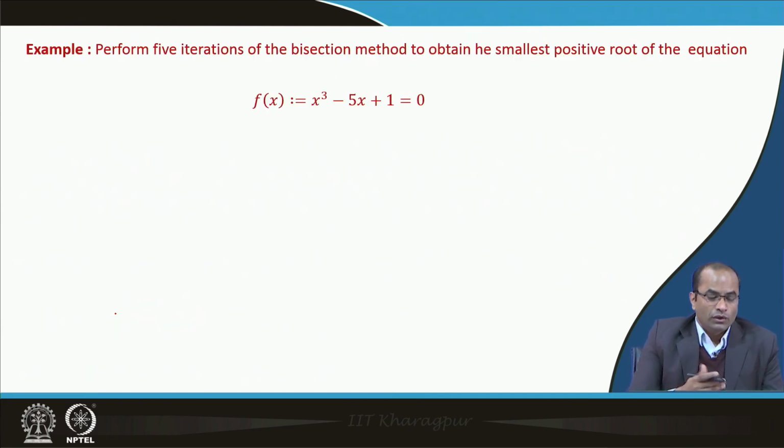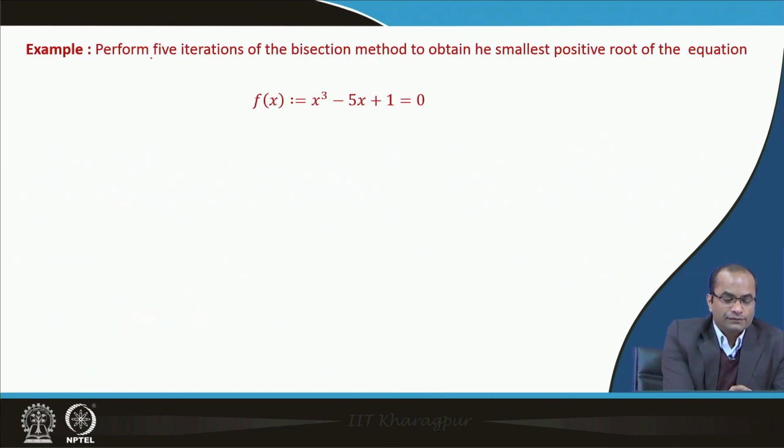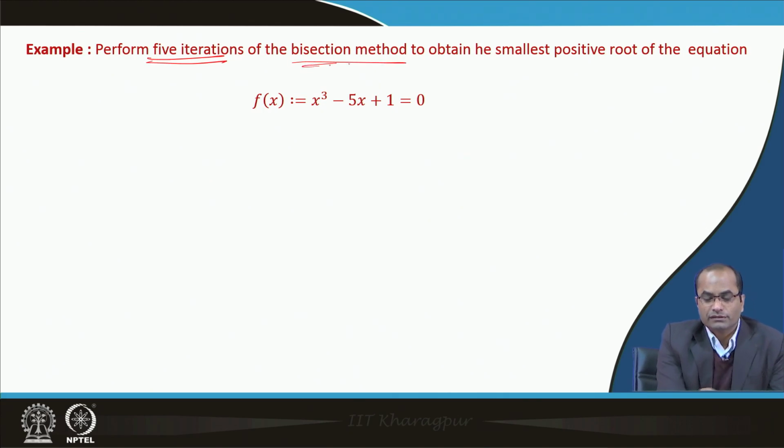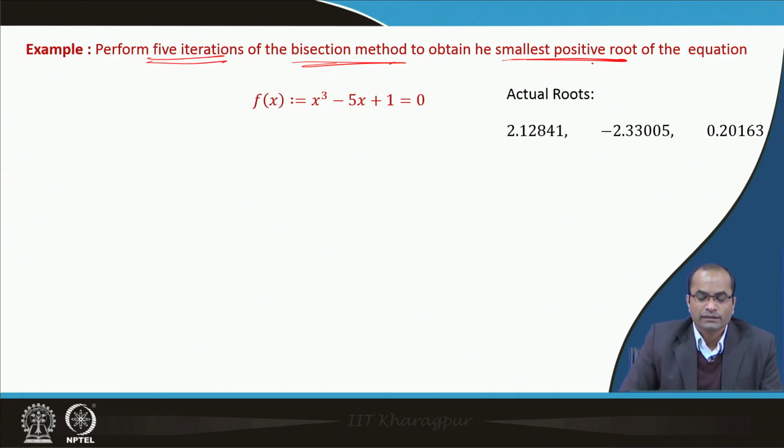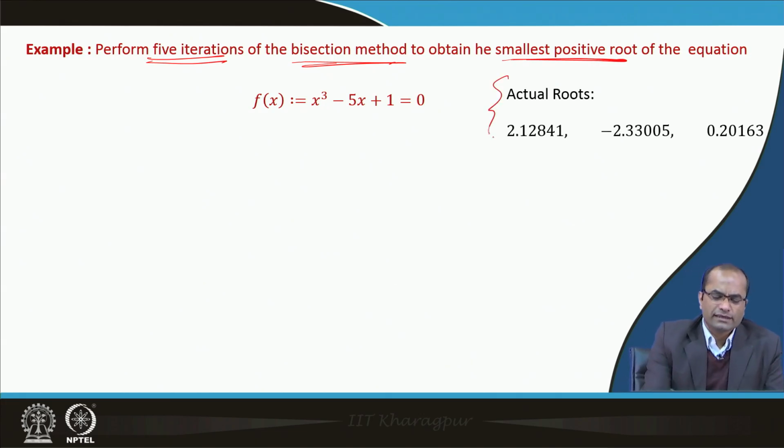So, we can perform here 5 iterations of the bisection method to obtain the smallest positive root of the equation. First we have to realize the interval where this root lies, and that is another difficulty which we always have in all kinds of iterative methods, that we have to choose some initial guess. Here the initial guess is the interval we have to find.